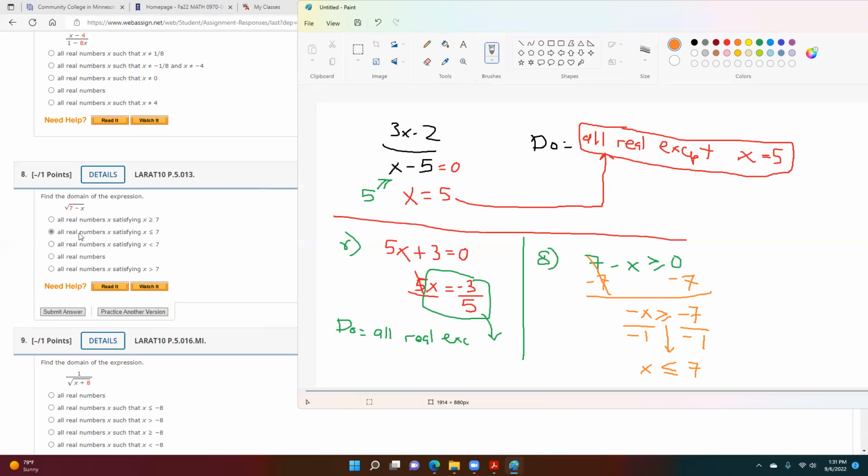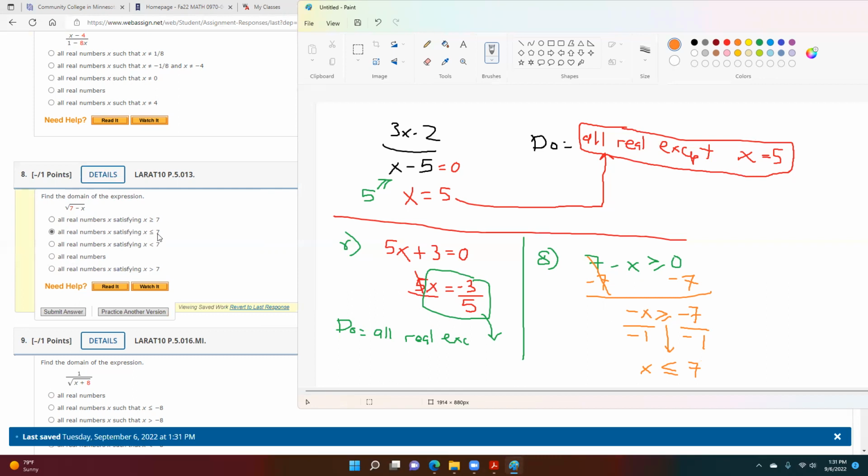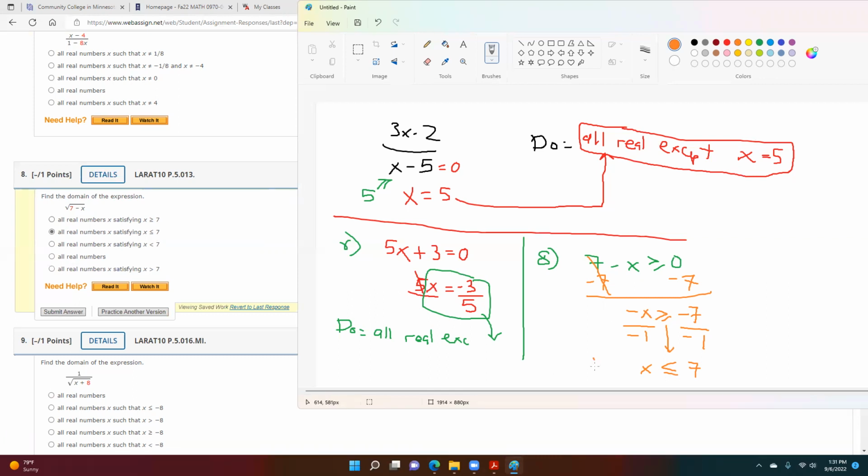Again, in the test, you do not need to write all real numbers x satisfying x is less than or equal to 7. So if this question comes up in your midterm tomorrow, your answer in this case, you just give it to me as x is less than or equal to 7. That is good enough. You do not need to write all real numbers and so on.